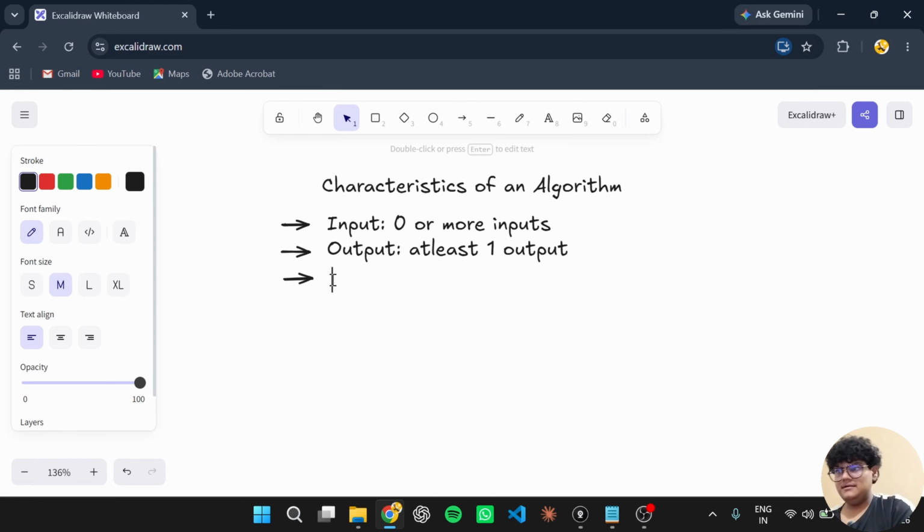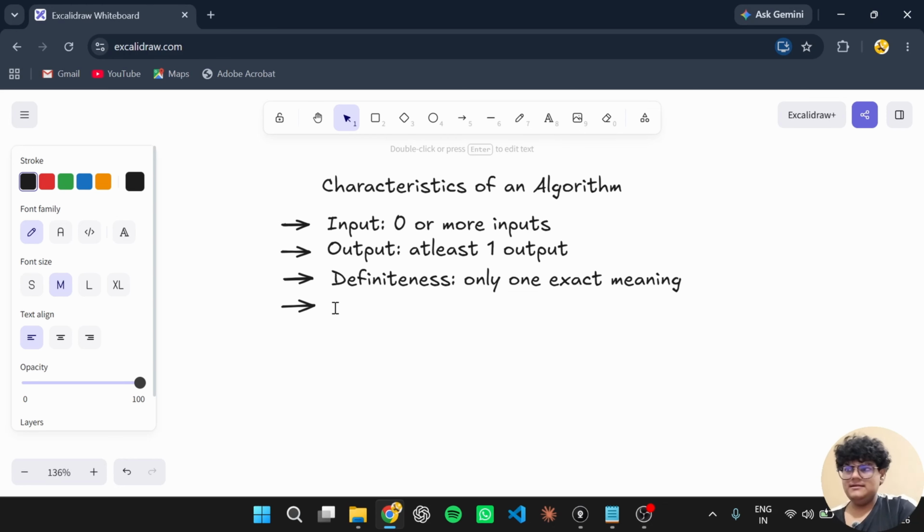Next is definiteness, which means that our algorithm must have only one exact meaning. So we can write here only one exact meaning, no more meanings.